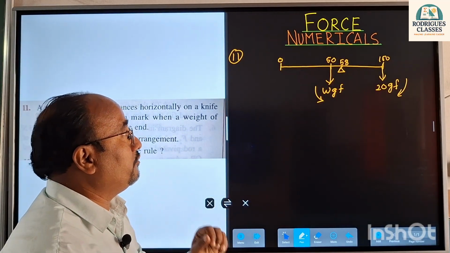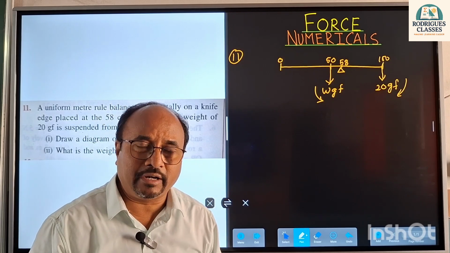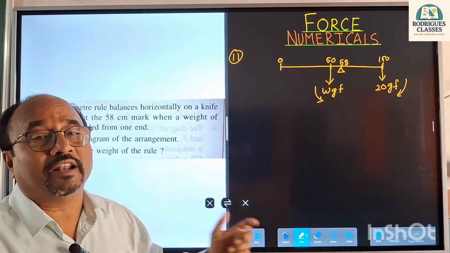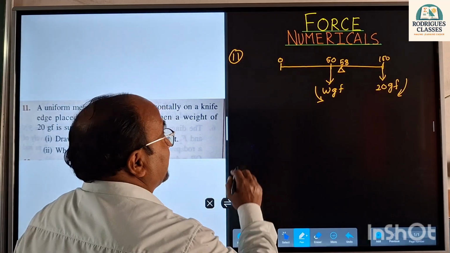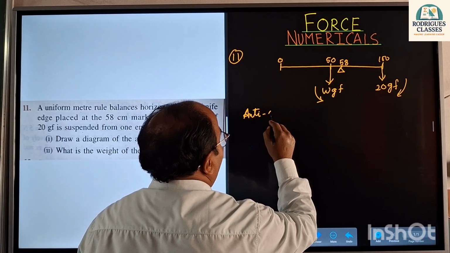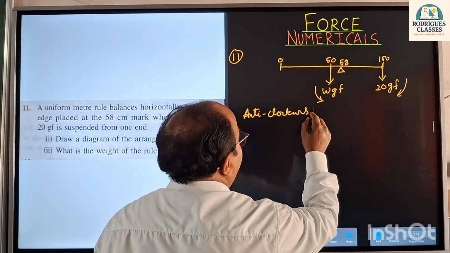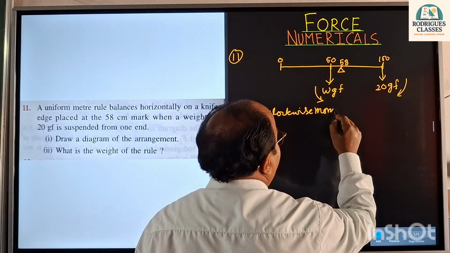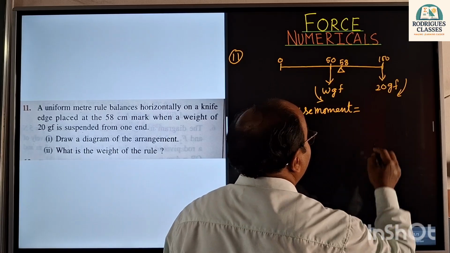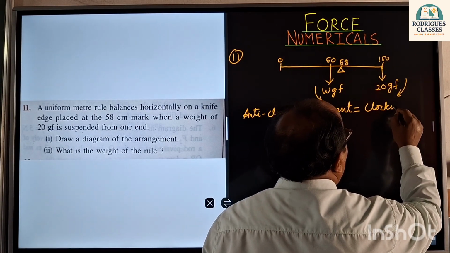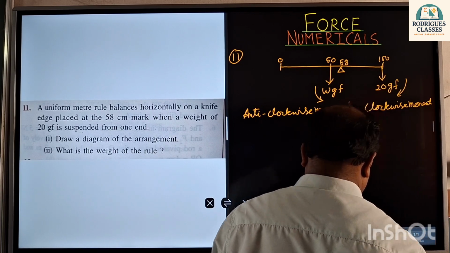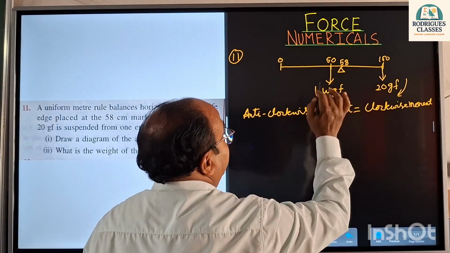Okay. Now the solving part. We know that by principle of moment, sum of anti-clockwise moment is equal to clockwise moment. So we will apply that. So according to that, I will write here anti-clockwise moment equals to clockwise moment. Now anti-clockwise, this is turning it anti-clockwise.